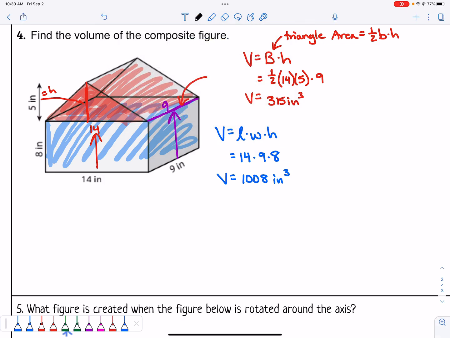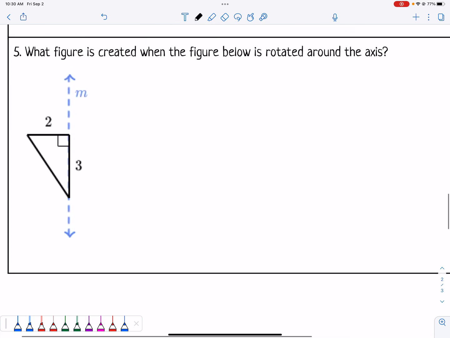But then to get the final answer, you just have to show that you add all of that together. So 1,008 plus 315 would give me 1,323 cubic inches.